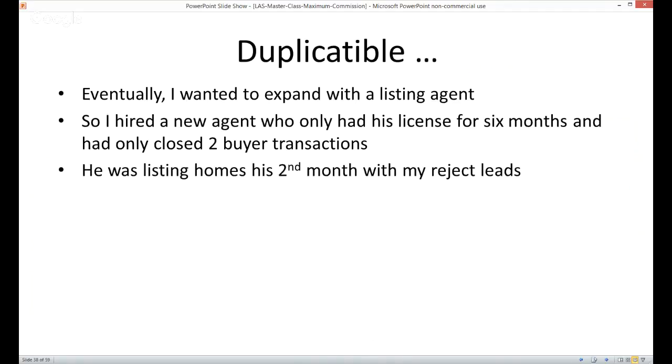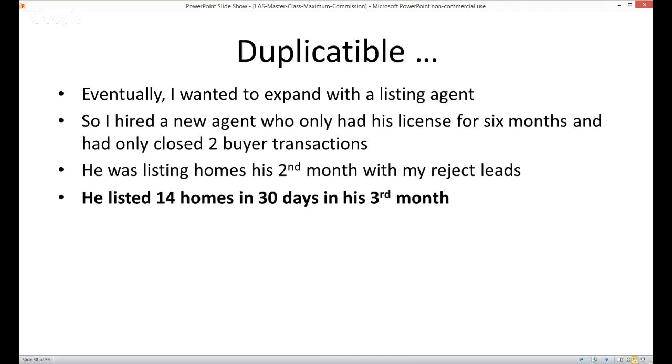He was listing homes in his second month with my reject leads, and he listed 14 homes in 30 days in his third month. Again, I tell you that because I bet you have more experience than this agent did. Only 6 months, no listings, and only 2 buyers. And by his second month with us, he was listing properties with the reject leads. And by his third month, 14 homes listed in 30 days. How cool would that be?